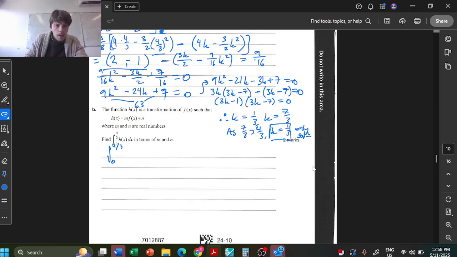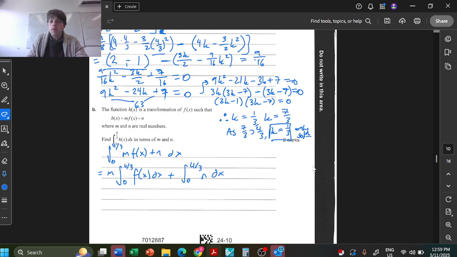But yeah, so we can put in this hx. So hx is that original function times by these two things here. So it is this m fx plus n dx, where m and n are both constants. So we can see that that's going to be equal to m times the integral from 0 to 4 over 3 of fx dx plus the integral from 0 to 4 over 3 of n dx. We're allowed to do this with integrals. We can kind of split them up.